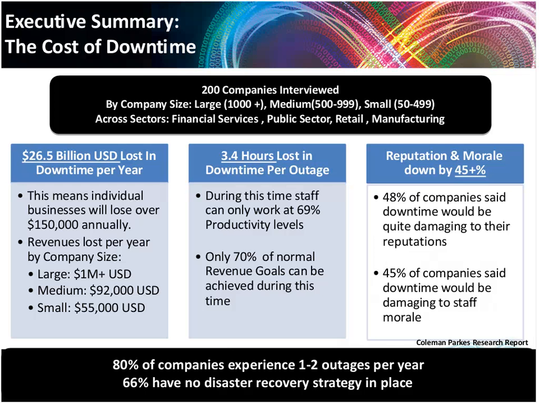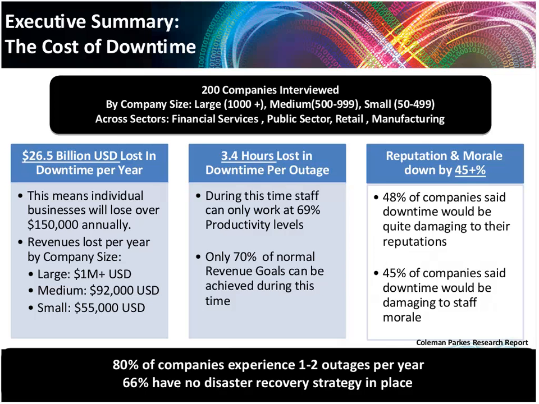What we were amazed to find, although we knew it was a significant number, was that about $26.5 billion in U.S. dollars were lost in downtime last year, on an annual recurring basis. The like number for our European counterparts was approximately $23 billion. Looking across the Atlantic really gives us pause. This is a significant, wide-ranging problem, not specific to a particular geography. It works out to approximately $150,000 annually per business lost due to downtime. Large organizations lost about $1 million, medium organizations about $92,000, and small businesses about $55,000.